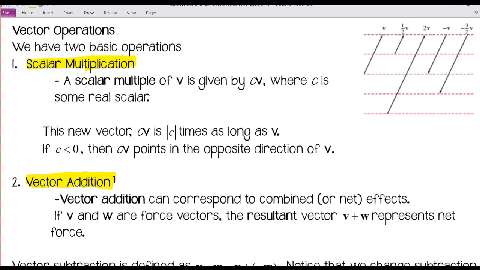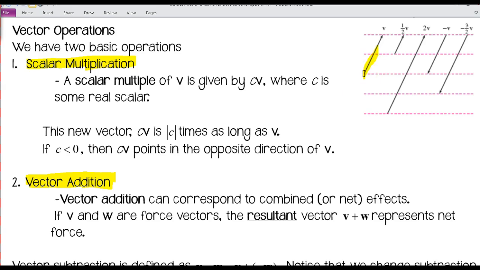So for scalar multiplication, a scalar multiple of vector v is given by some value c times the vector v, where c is some real scalar, so it's some real number. This new vector cv is c times as long as v. So if c is less than 0, then the new vector cv would point in the opposite direction of v. So let's take a look at this picture over here.